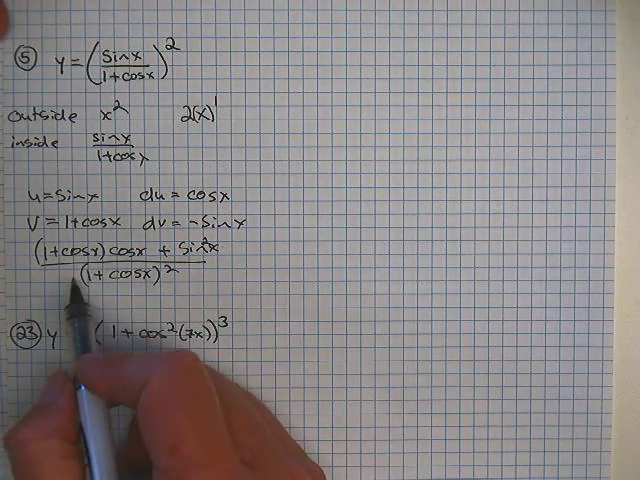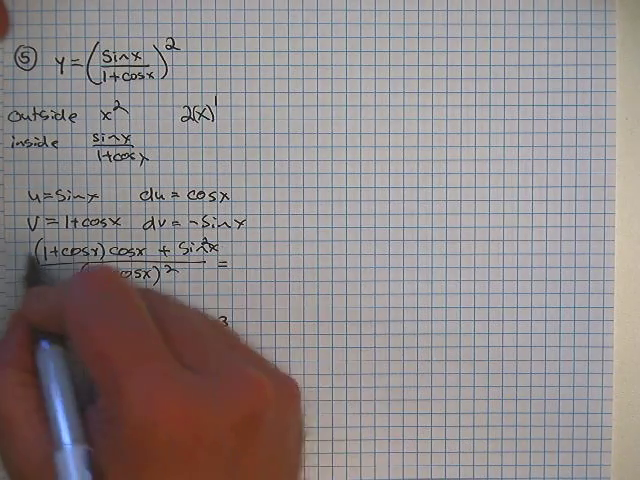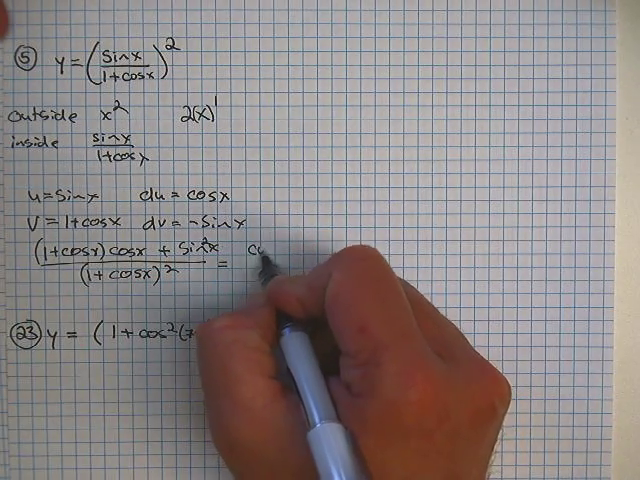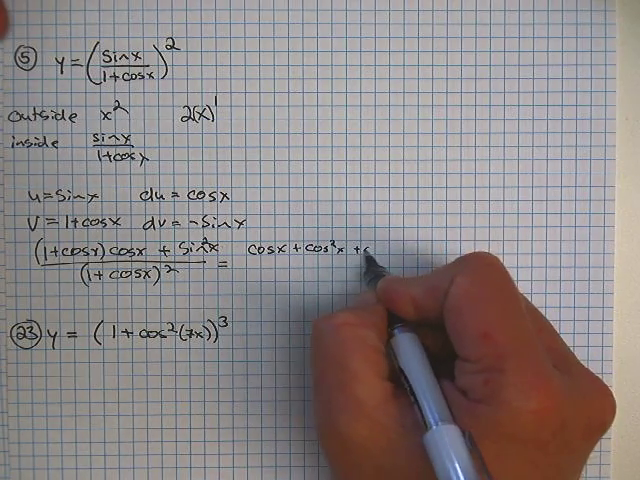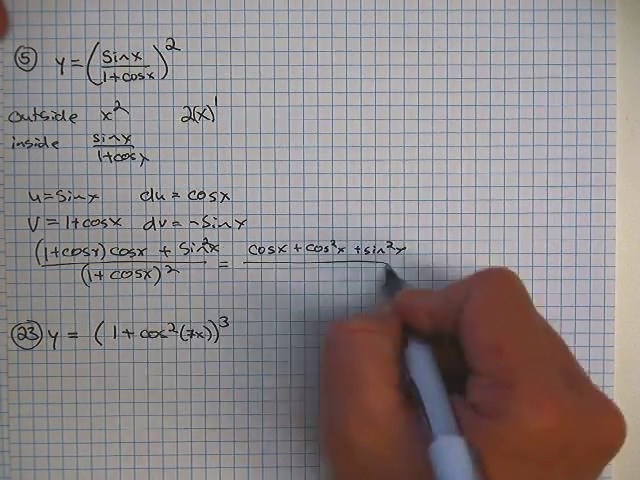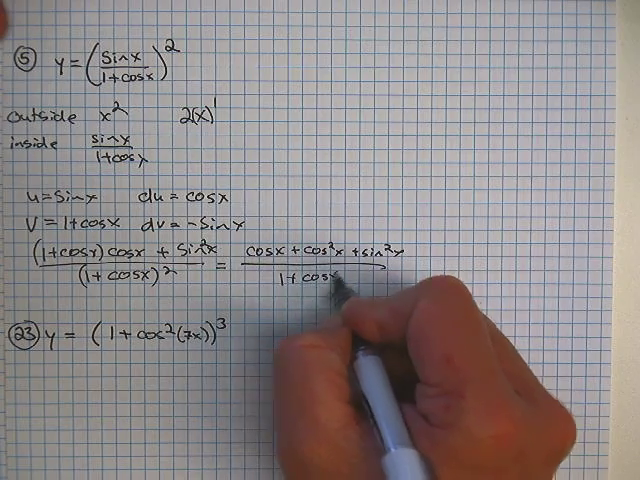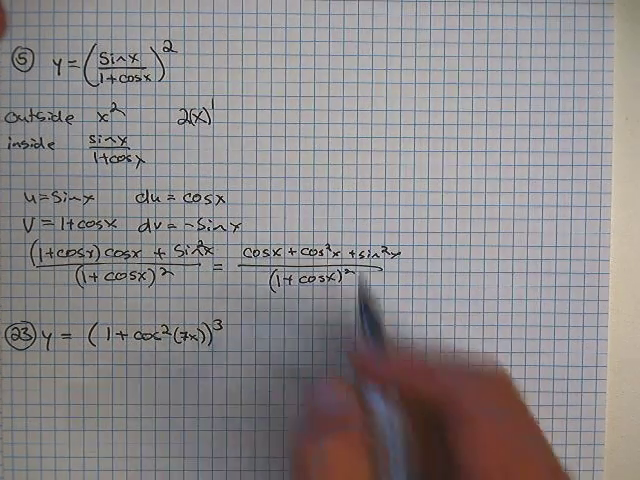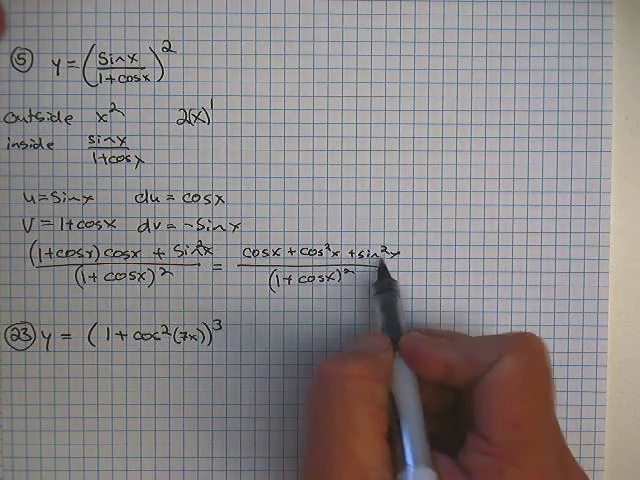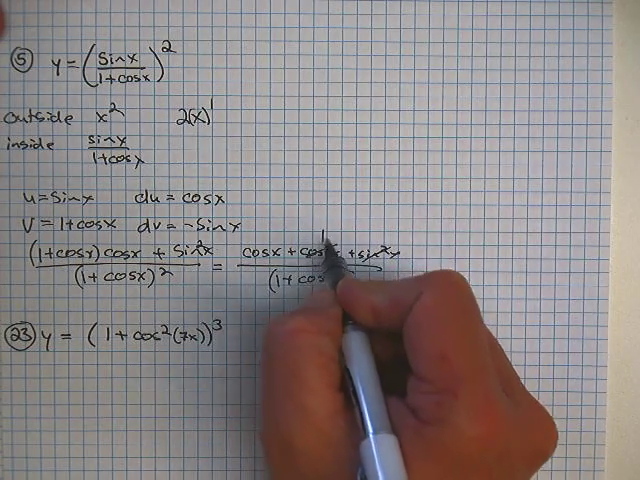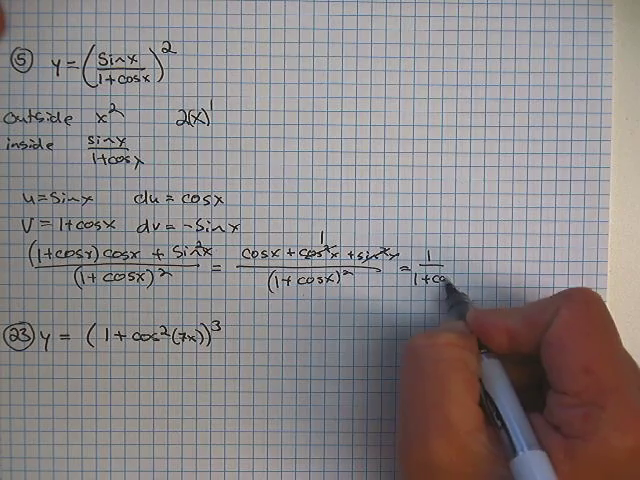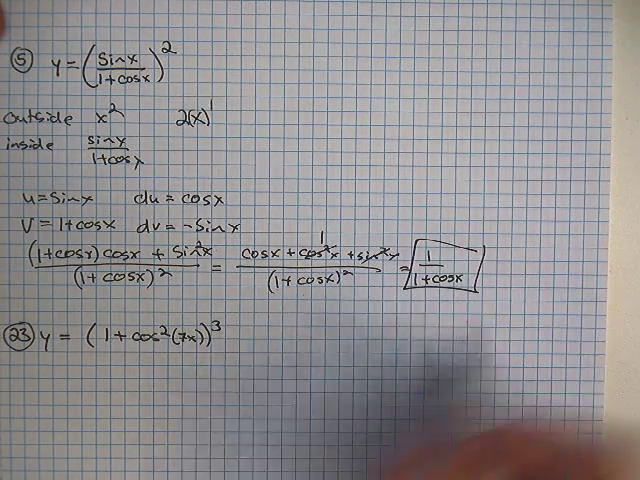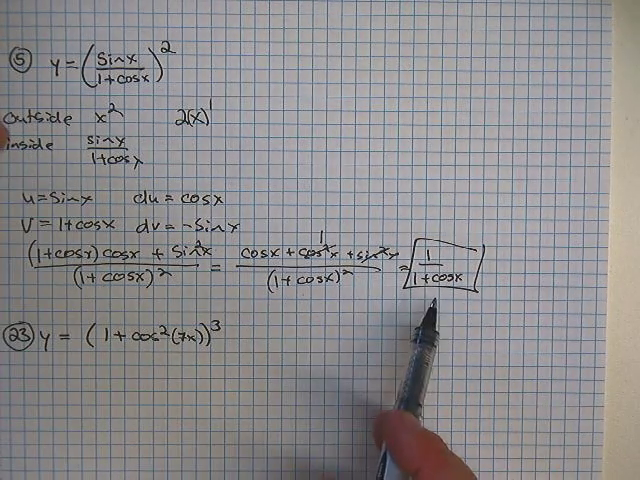This is where trig will help you out. If you know your trig, you distribute that cosine through, you get cosine of x plus cosine squared of x plus sine squared of x, all divided by 1 plus cosine of x squared. Cosine squared plus sine squared is 1, so that's cosine of x plus 1. So the derivative of this comes out to be 1 over 1 plus cosine of x.